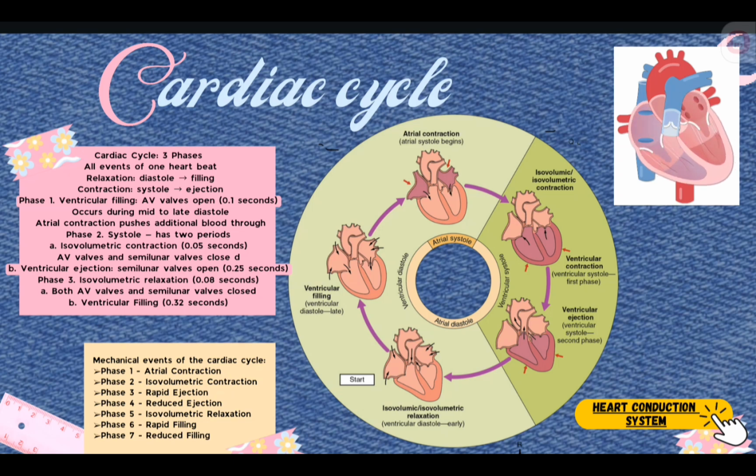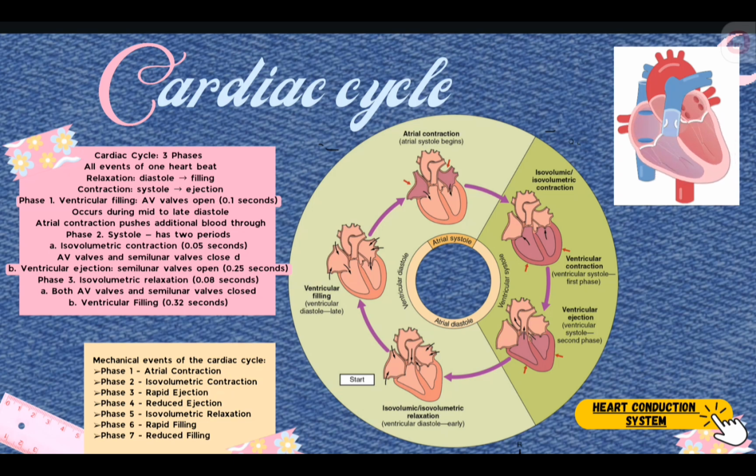So to explain this, cardiac cycle has 3 phases. Phase 1, ventricular filling. Phase 2, systole. And phase 3, isovolumetric relaxation. So you just need to remember that event in one heartbeat, it's either relaxation or contraction. So if it's relaxed, it is diastole and it's filling the blood. If it's contraction, systole occurs and there will be an ejection of the blood.